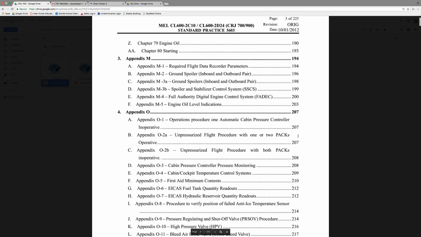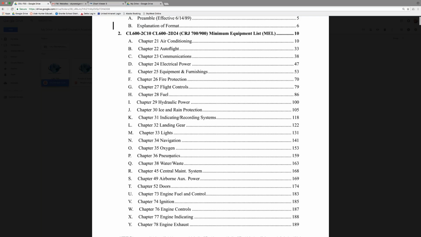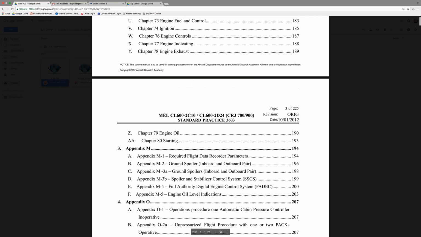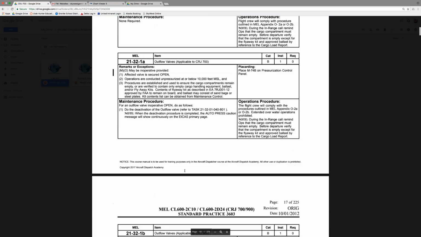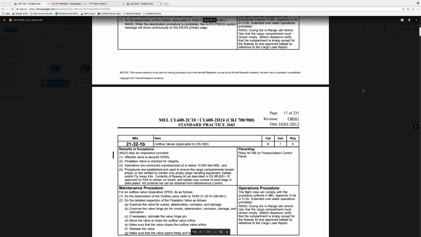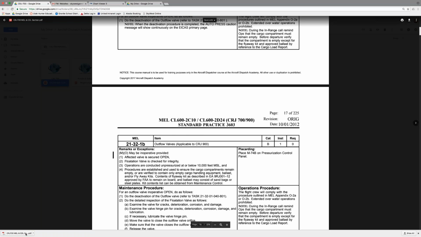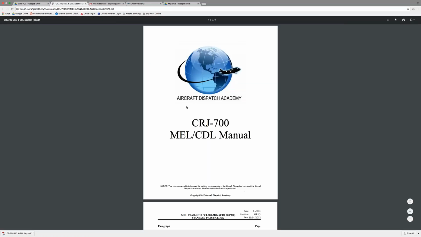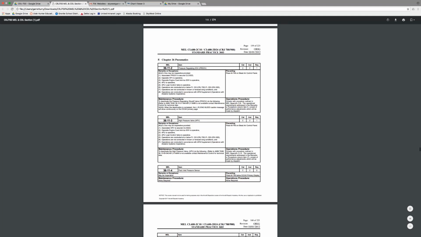I double clicked it and I'm on a different page. Go to course manuals. That's what I did. Click on CRJ 700 twice. Okay, aircraft dispatchers, course manuals, and then the MEL/CDL manual. Okay, I was clicking on the other CRJ 700. Sorry. You're fine.